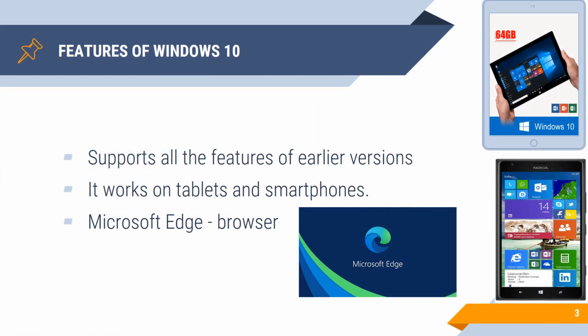Features of Windows 10. Windows 10 supports all the features of earlier versions. What are the earlier versions? Windows XP, Windows Vista, Windows 7, Windows 8 and NT. All these versions have particular features. What are the features present in the earlier versions? All of these are available in Windows 10. Second point is it works on tablets as well as smartphones.